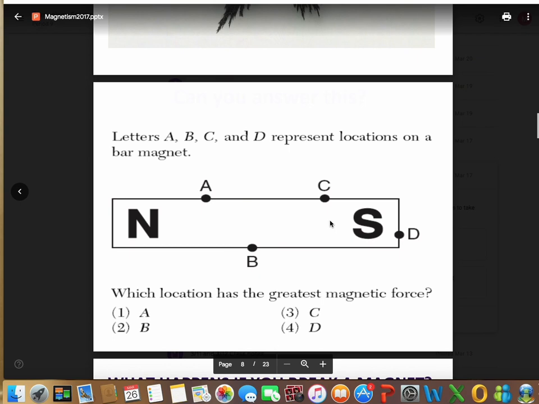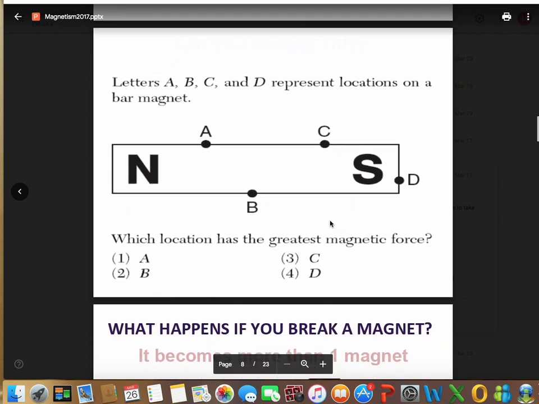All right, so let's do a little practice question, shall we? This is a magnet. The letters A, B, C, and D represent locations on the magnet. They're asking you which location has the greatest magnetic force. So if you recall, magnetism is the greatest at the poles. So the only letter that is the closest to the poles is letter D.